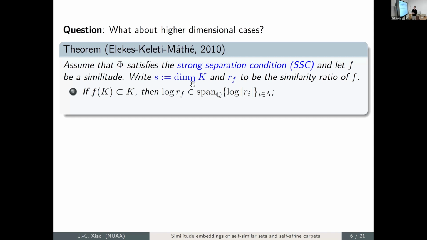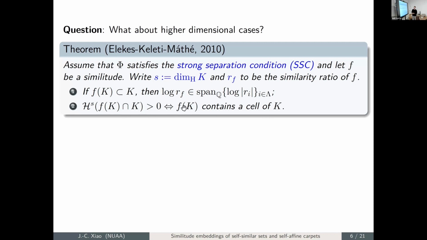And except for this, they also proved a very nice statement, which is if f of K is just a scaled copy of K, so if this scaled copy of K intersects the original self-similar set K in a very large part, that means the intersection has positive S-dimensional Hausdorff measure, this is actually equivalent to saying that the scaled copy contains a cell of K. So in a local area, the scaled copy f of K and K coincide in that area.